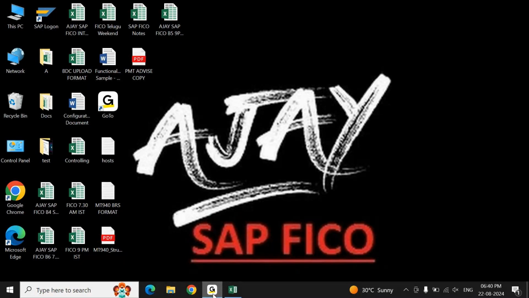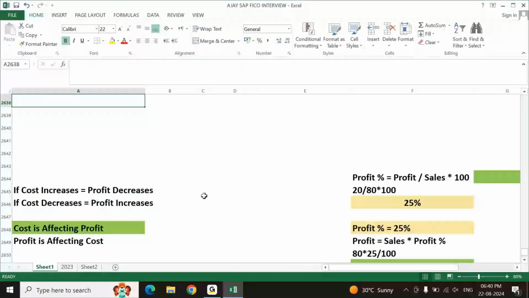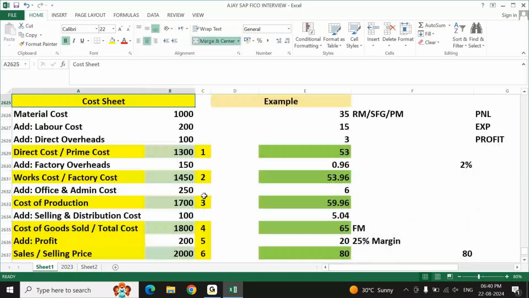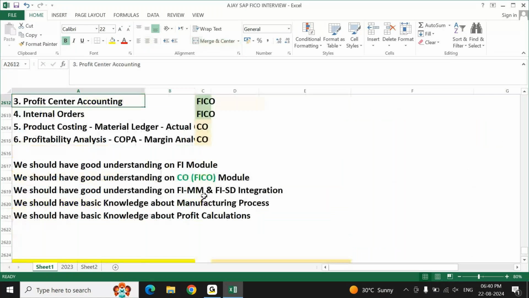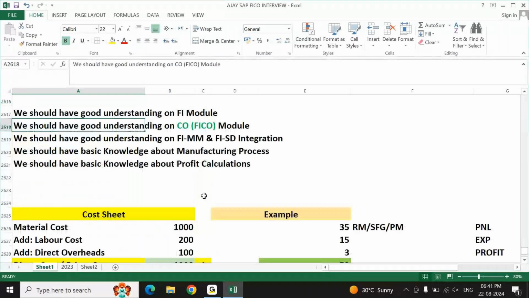Okay. In the last session, we were talking about basic fundamentals or basic information related to costing sheet. We started understanding from a perspective where you are going to manufacture a product. We started understanding from here.